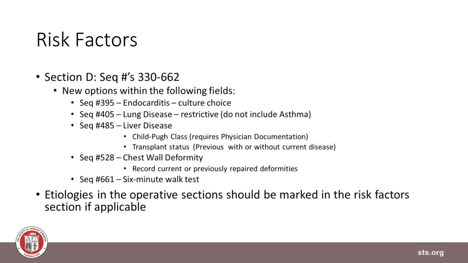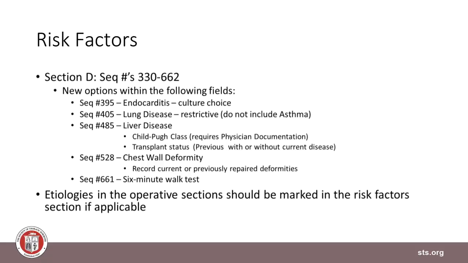As you begin abstraction for the risk factor section, you will notice that additional options have been added. Endocarditis now has more options for culture results. Lung disease includes restrictive as an option, and liver disease includes Child-Pugh scores and previous transplants.